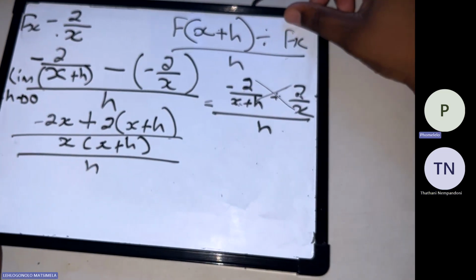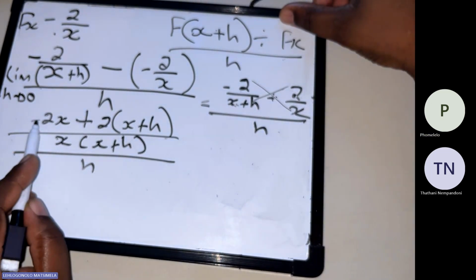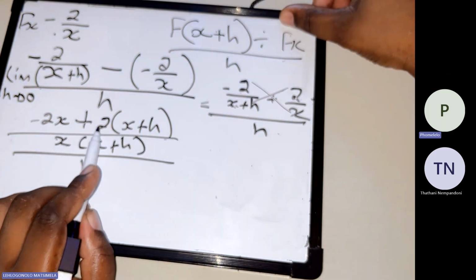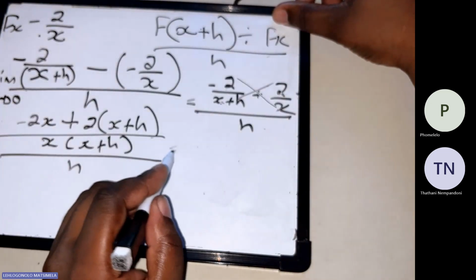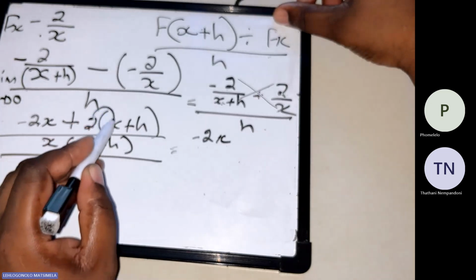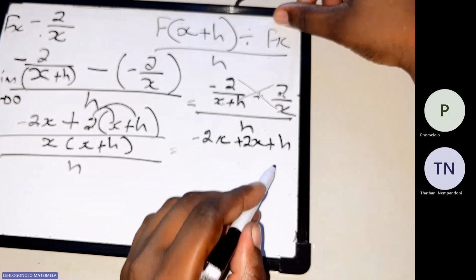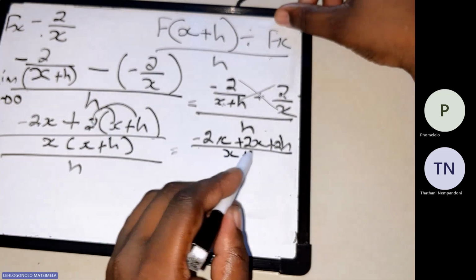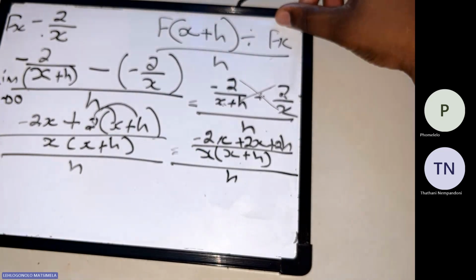And then here, what do we do? We simplify. How do we simplify? The top, we have minus 2x plus 2 into brackets x plus h. Then remove the bracket. When we remove the bracket, we will have minus 2x, which is this one, plus this one multiplied by that, which is going to be plus 2x plus 2h. So all in all, divide x plus h multiplied by x, then all in all divided by h.